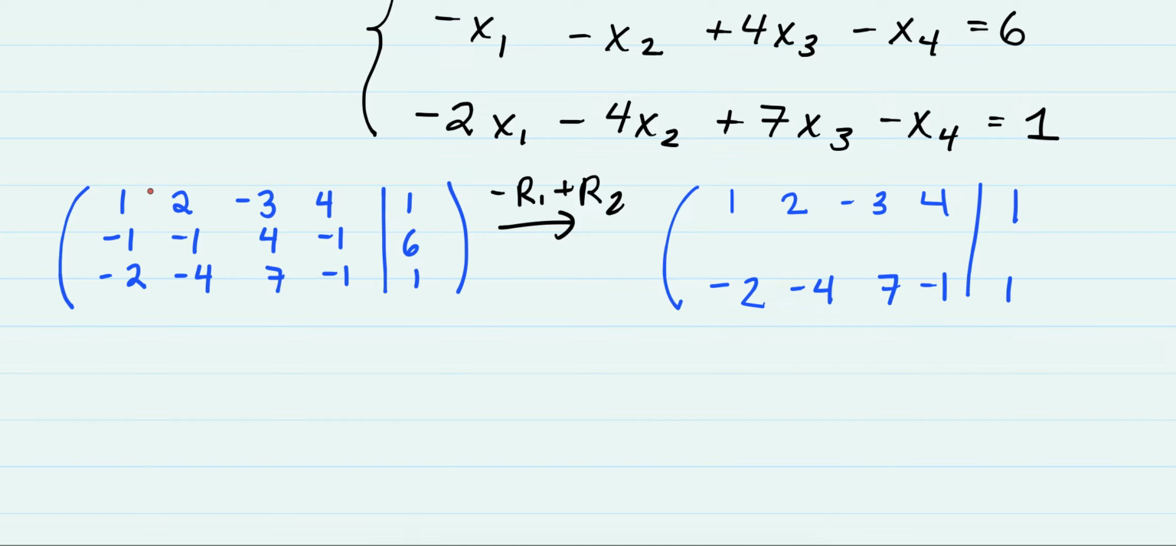And what I like to do is write what I'm changing each one by above that row, just because sometimes people make mistakes. I make a lot of mistakes. So this is -1, -2, 3, -4, -1. So we get 0, -3, 1, -5, 5.